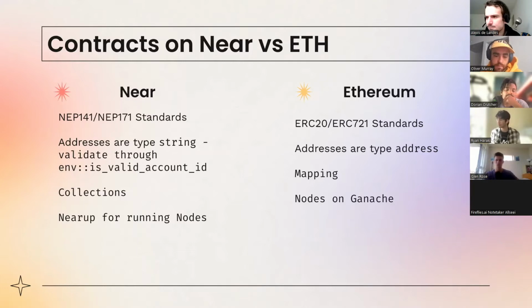And so, for example, if you look at addresses, Ethereum has a native address type, while on Near, since we're using Rust, addresses are of type string, and you need to validate that they're an address through env is_valid_account_id, which is basically just a validator, because that's not built in natively to Rust. Rust is not a language that was created specifically for blockchain use, unlike Solidity, which is what we use on Ethereum. And then, of course, Ethereum has mappings versus collections, which we're going to cover later on. And if you want to run a local node on Ethereum, you're going to be using Ganache, while on Near, you're going to be using NearUp, which you can look at in the documentation.